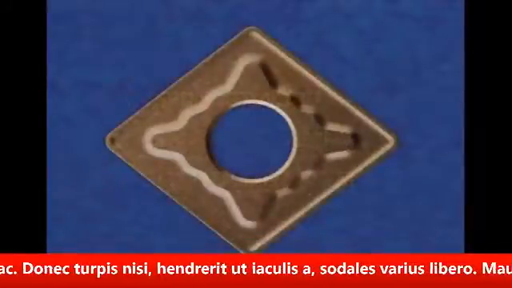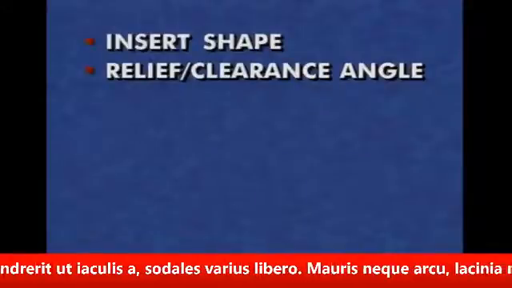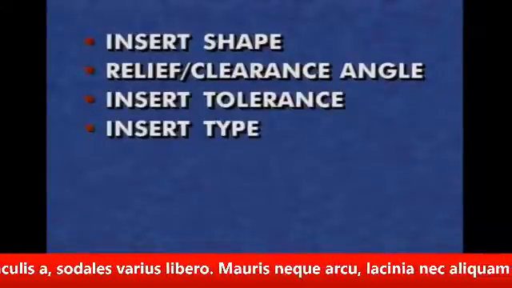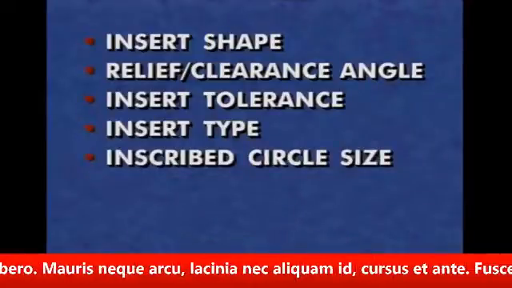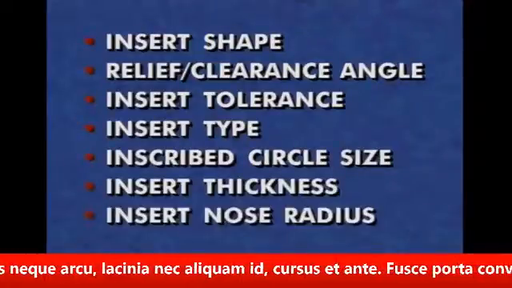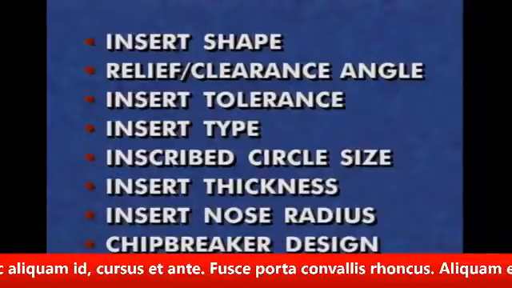The geometry of an insert includes its shape, relief or clearance angle, tolerance, type, its inscribed circle or IC size, thickness, nose radius, and the insert's chip breaker design.